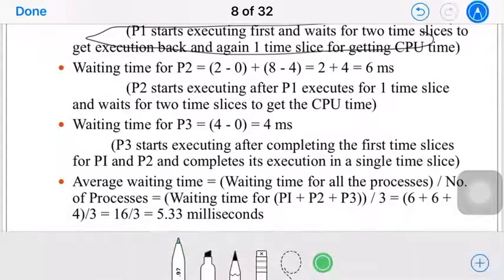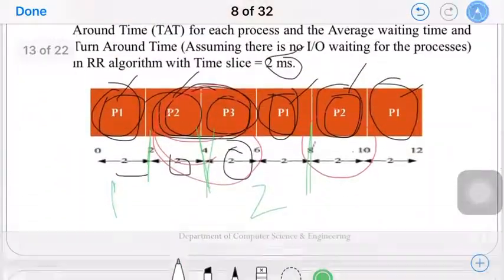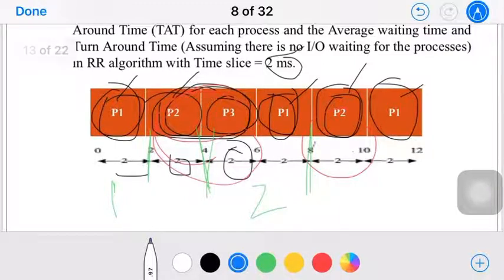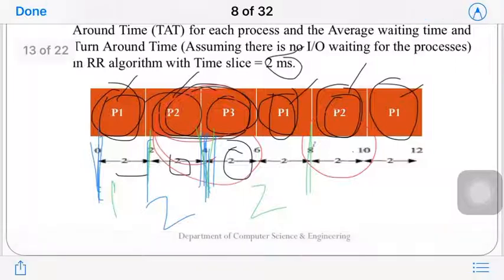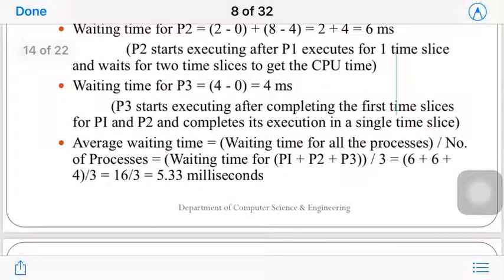Then for P3 we have to check how much time it has waited. So let's see P3, here it is. P3 has waited only for this particular time, which is 2 time slices. After that P3 has not executed again. So 2 time slices, so how much? 4 milliseconds. So the average waiting time is the total upon the number of processes. So we got 5.33 milliseconds.